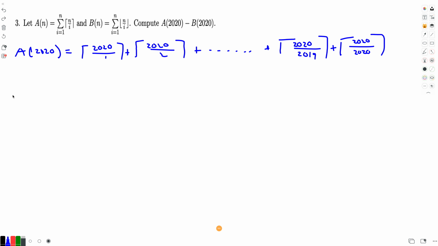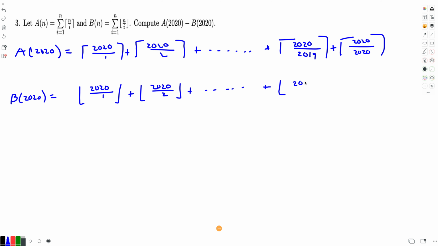Okay, and then B of 2020 is going to be the floor of 2020 over 1 plus the floor of 2020 over 2, up till 2020 over 2019, and 2020 over 2020.